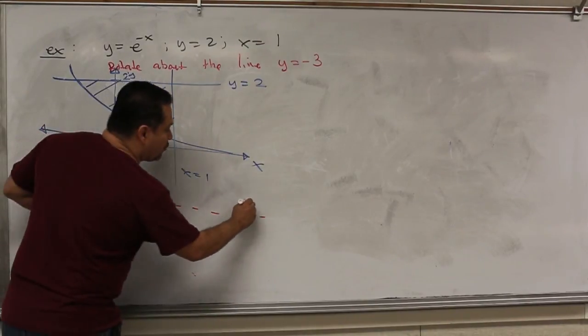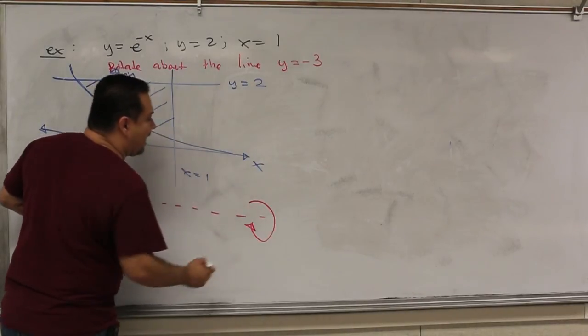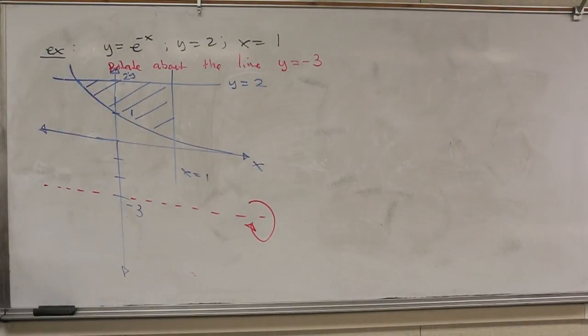So rotation about the line y is negative 3. Now, when people usually see this in the calculus class, they kind of run for the hills. But I'm going to show you guys how it's actually not that bad. It's not that scary. Now, remember, how have we been doing this process?